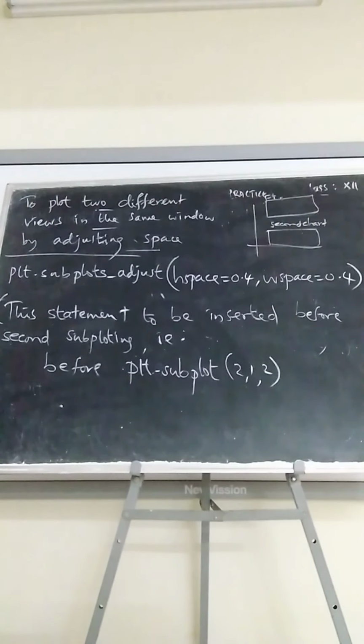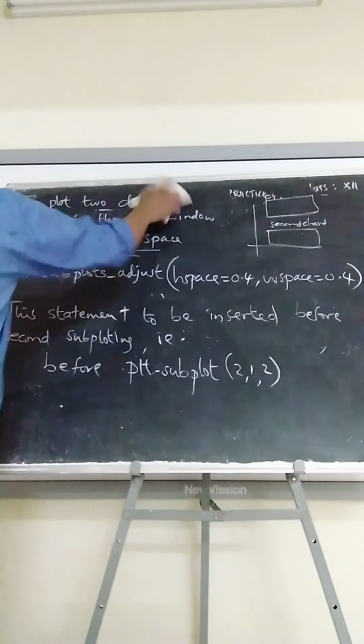Then the next one is about doing some modification, changing color and styles and all. So how can we change the line color, style and all? That is the next topic, changing the line color, pattern and all. These are all additional things.